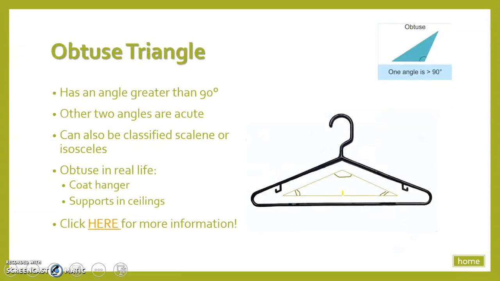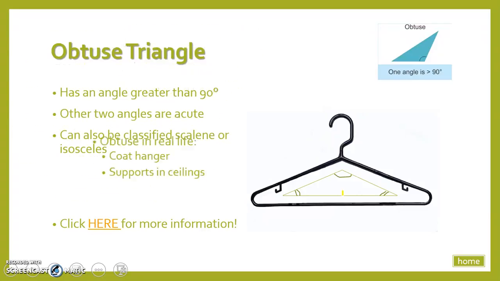So our last triangle is the obtuse triangle. I know you can see it on the screen, but if you think acute had angles less than 90 degrees, right had one angle that's 90 degrees, so obtuse must mean that there's an angle that's greater than 90 degrees. And if one angle is greater than 90 degrees, then the other two angles have to be acute. Obtuse triangles can be classified as scalene or isosceles.